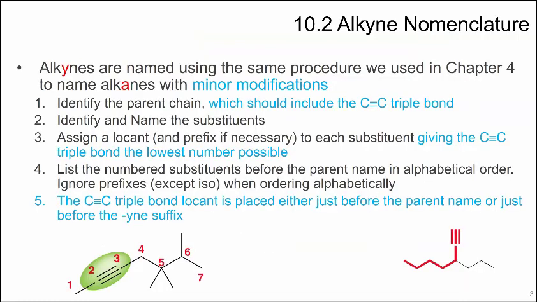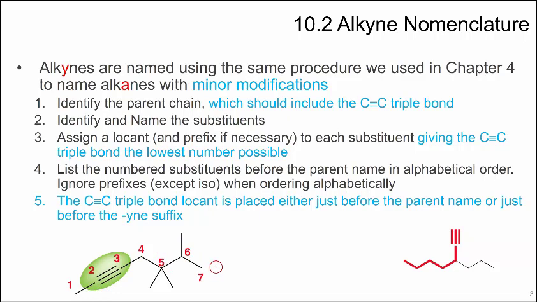When we're looking at alkyne nomenclature, it is very similar to that of alkene nomenclature, except that we change the ending from "ane" to "yne." So we're going to name the parent chain, which should include the carbon-carbon triple bond. We'll look at the substituents, assign a locant. Again, we're going to give the carbon-carbon triple bond the lowest number possible. Then we number the substituents and name them in alphabetical order. And the carbon-carbon triple bond is going to be placed either just before the parent name or just before the "yne" suffix.